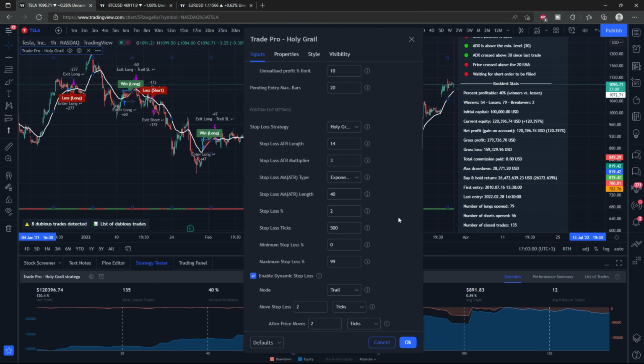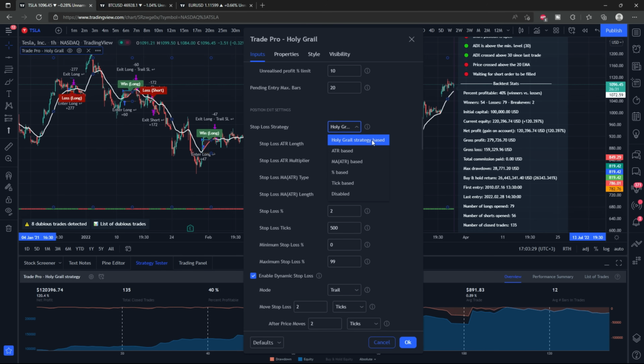So starting with the stop loss strategy, currently it is set to the Holy Grail strategy based stop loss, meaning it's going to be placing the stop loss above or below the wick that goes through that exponential moving average on that first pullback. So the trigger candle that crosses over the EMA wicks through it, but doesn't close below it or above it, depending on the direction of the trade. It's going to place that stop loss just above or below it if you choose this.